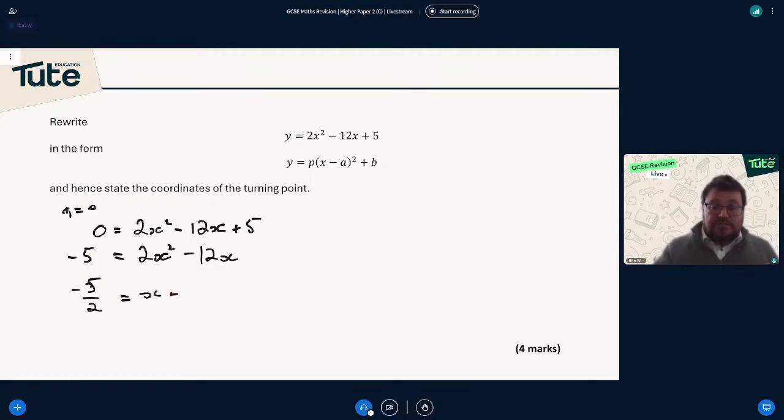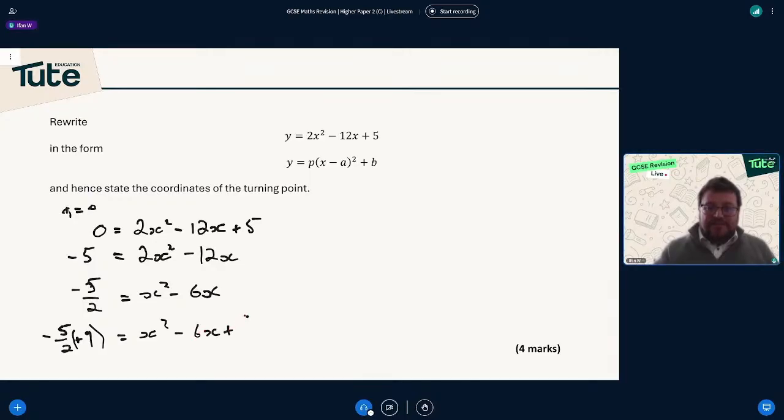x squared take away 6x. Oh, that's a nice one, isn't it? That's a nice one. What do we do? Add 9. So I have to add 9 to one side, and I have to add 9 to the other, right, to keep it balanced.